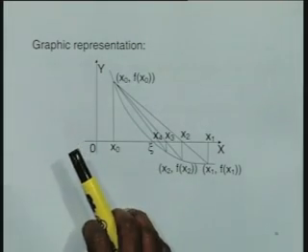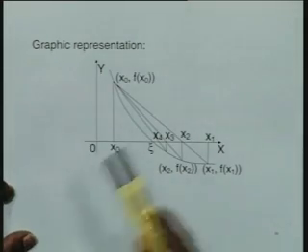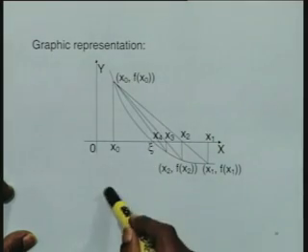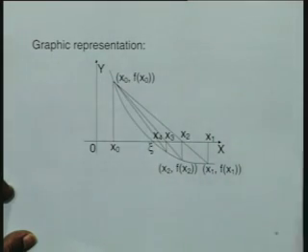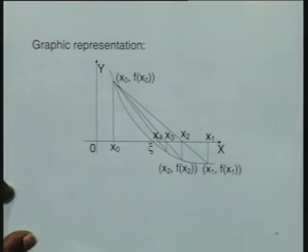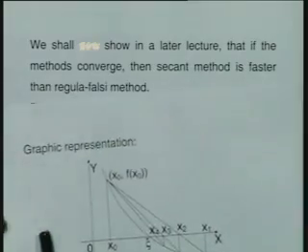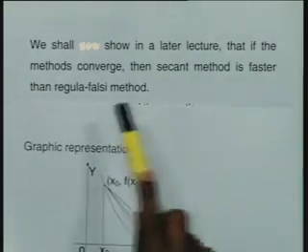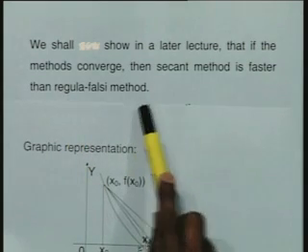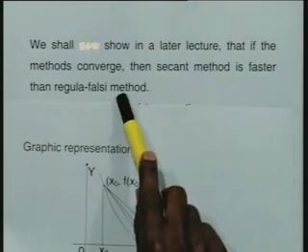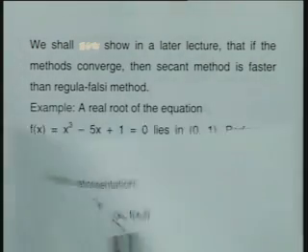Otherwise, it is going to take lots of iterations to converge, because in fact we are going to show in a later lecture that the convergence rate of the regula falsi method is lower than the secant method. So, what we are saying is that if both methods converge, the secant method is going to be faster than the regula falsi method, and we know the reason why it is happening, but we will be able to show mathematically that the secant method is faster than the regula falsi method.